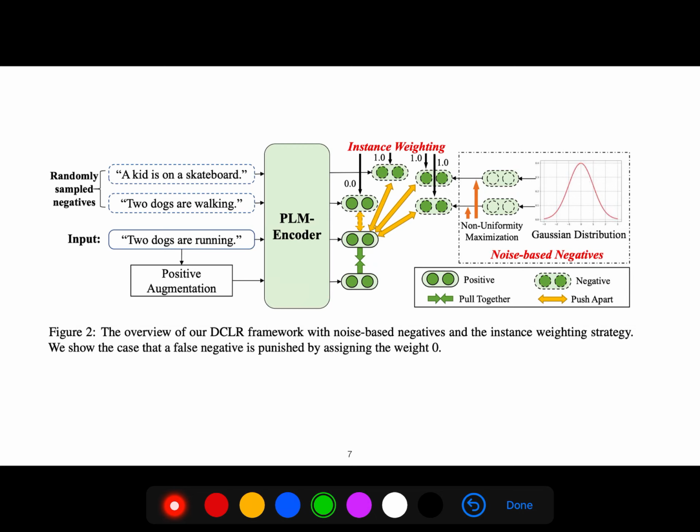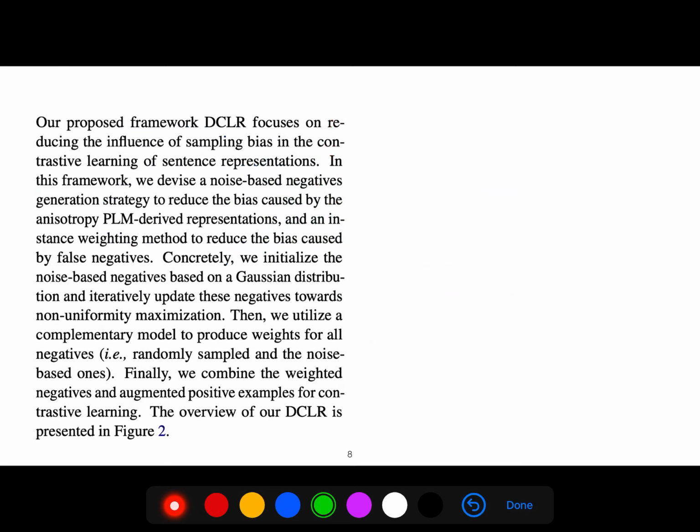So these are randomly sampled negatives, and we have some input. We give the augmentation as well. And here we have noise-based negatives. Our proposed framework focuses on reducing the influence of sampling bias in the contrastive learning. They devise a noise-based negative generation strategy to reduce the bias caused by the anisotropy.